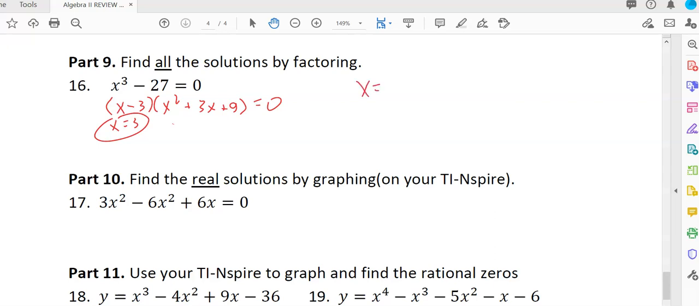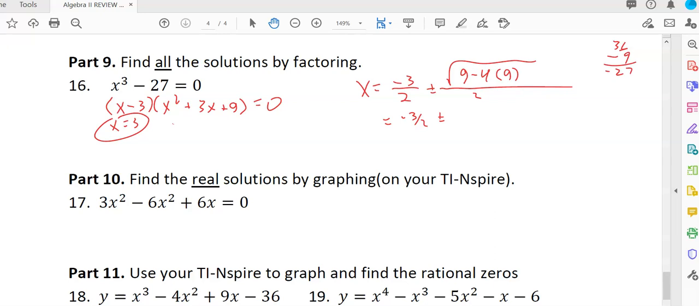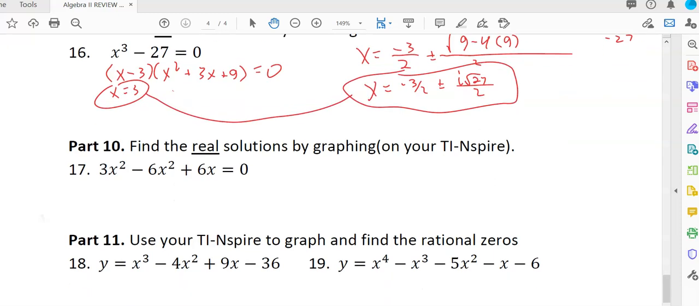So let's do that. So x equals, the opposite of b would be opposite 3 over 2 times 1, plus or minus square root of 3 squared, which is 9, minus 4 times 1 times 9, all over 2. So we get negative 3 halves plus or minus 9 minus 36 is 27, right? Negative 27 when you do that. Okay, so you get negative 27, so that'd be i root 27 over 2. Those are your other two answers. So we have 3 answers to that one.